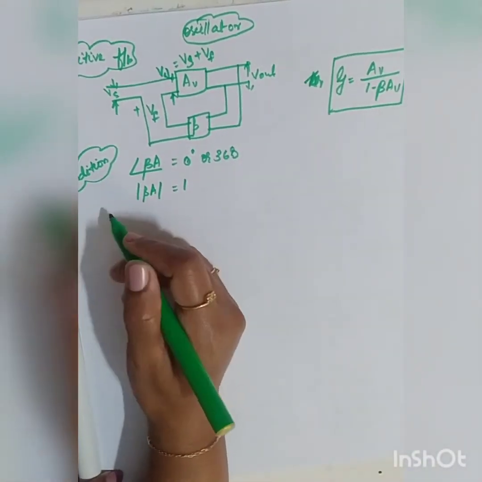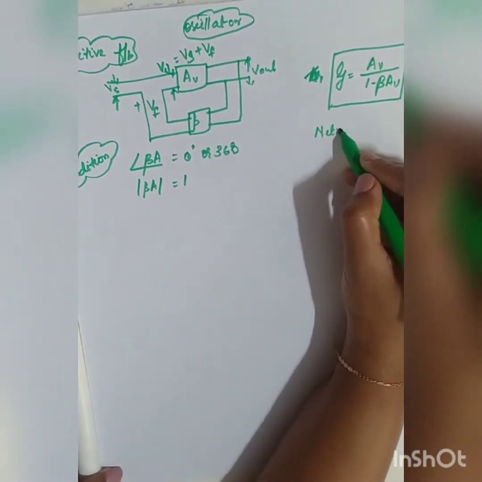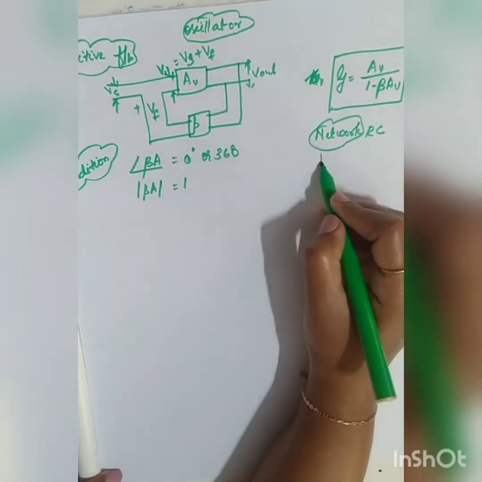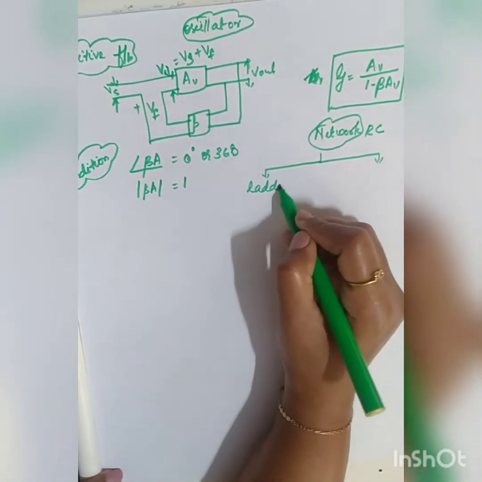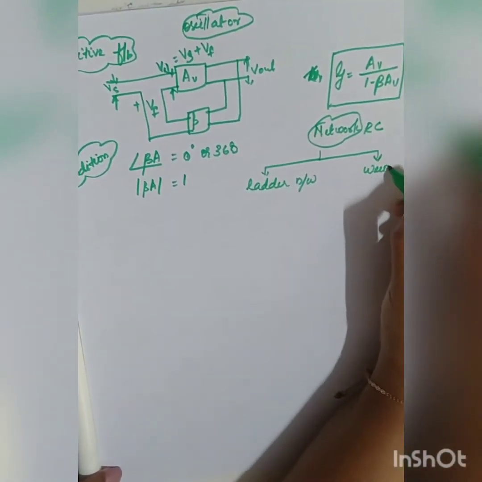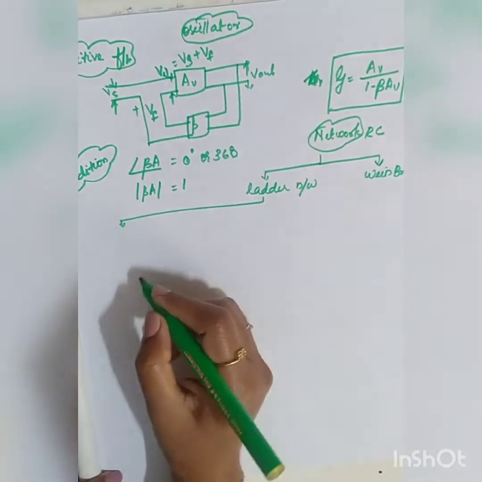The third, you are studying two different networks. That is your ladder network based on your components, that is resistor and capacitor. Two networks, one is your ladder network and the second one is your Wien bridge oscillator. Okay. So what was your ladder network? Ladder network, RC phase shift.